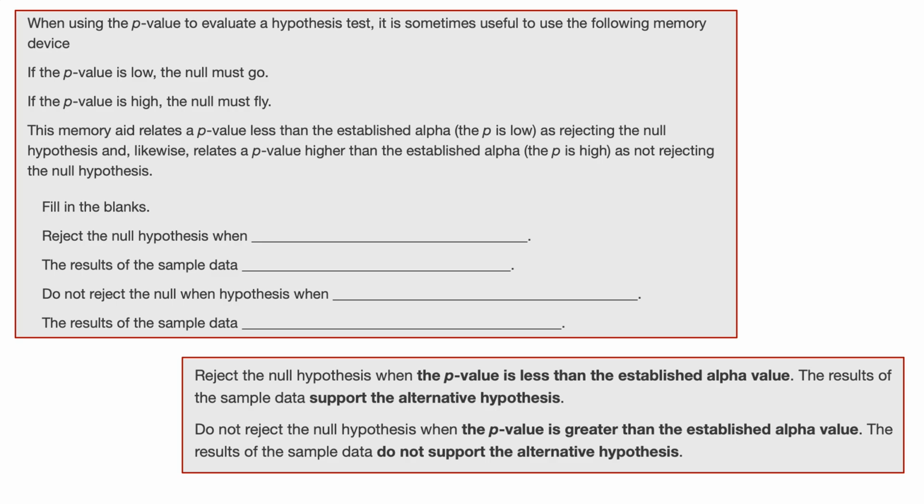Do not reject the null hypothesis when the p-value is greater than the established alpha value. The results of the sample data, if it's greater than, it's high, if you will. If it's less than, it's low. The results of the sample data do not support the alternative hypothesis.